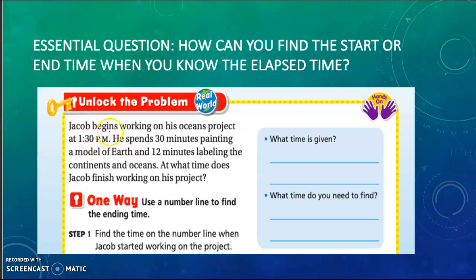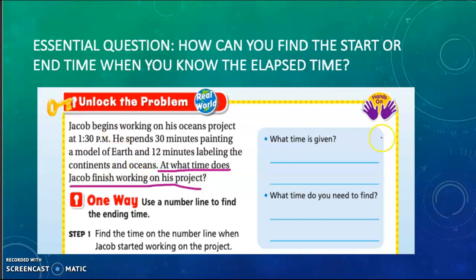It says Jacob begins working on his oceans project at 1:30 p.m. He spends 30 minutes painting a model of the earth and 12 minutes labeling the continents and oceans. At what time does Jacob finish working on his project?